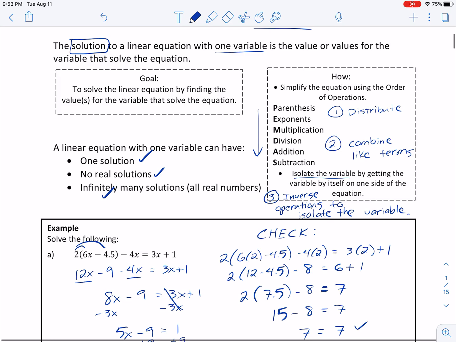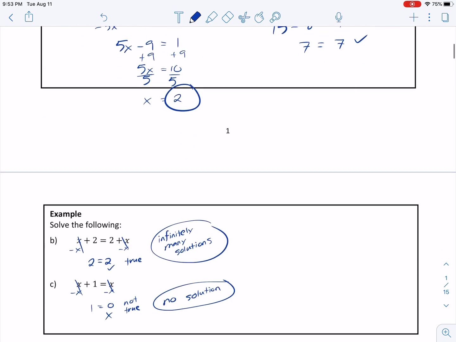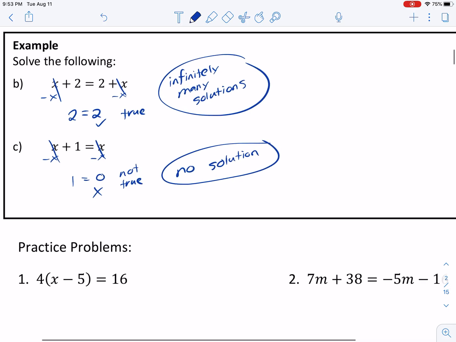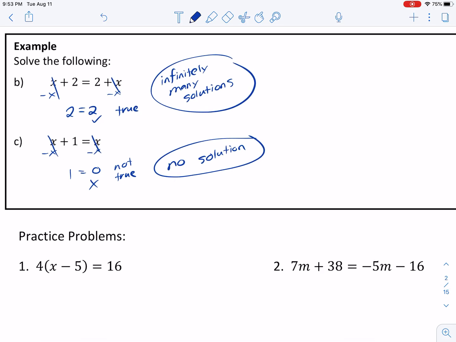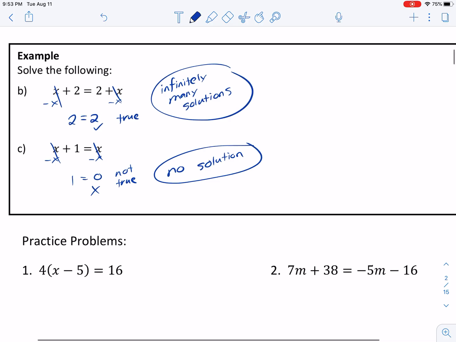So if you just stick to your steps of PEMDAS and then isolating the variable, so using order of operations, then isolating the variable, or distributing, combining like terms, and isolating, you will have an equation that is left either with one solution, infinitely many solutions, or no solutions.